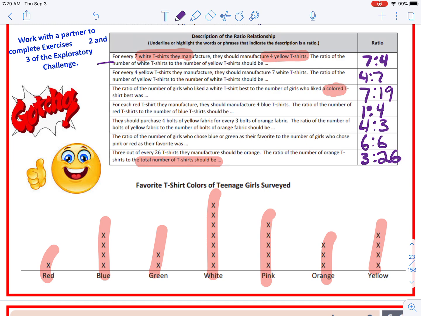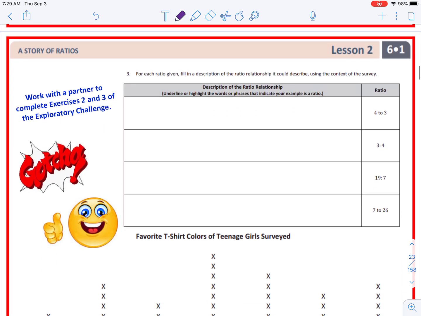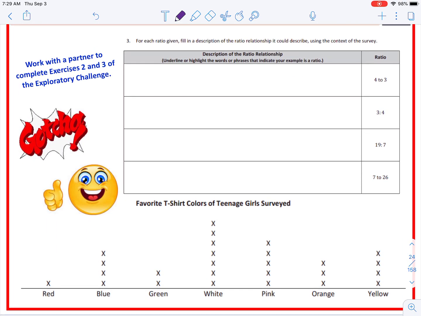Okay? I hope everyone is getting to understand this. Sometimes I just want you guys to be careful when you're reading certain questions because some of them might try to trick you, okay? So just pay attention to what order they are asking the ratio to be listed. Let's move on. So, for each ratio given, fill in a description of the ratio relationship it could describe using the context of the survey.